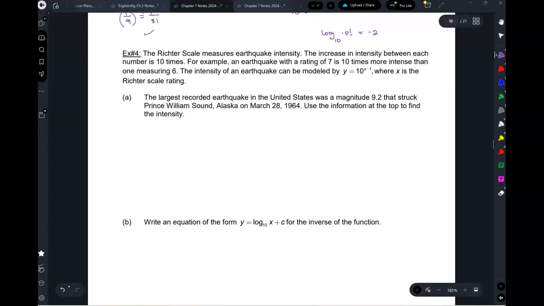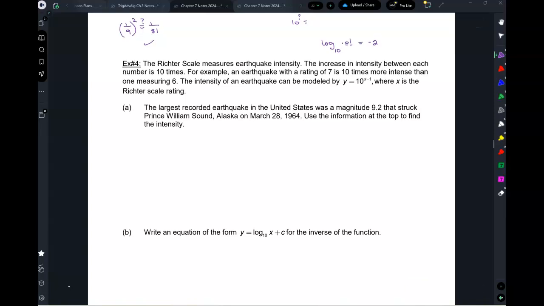All right, so the Richter scale. What is the Richter scale? You may have heard of it before. The Richter scale measures earthquake intensity. The increase in intensity between each number is 10 times.